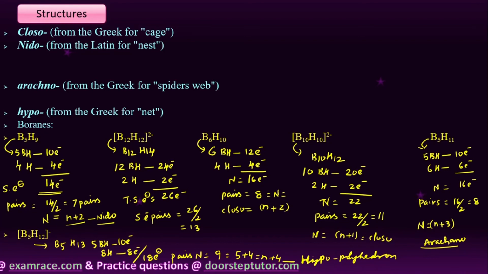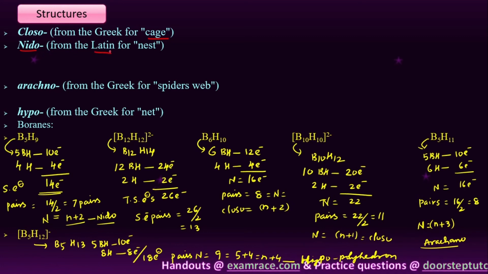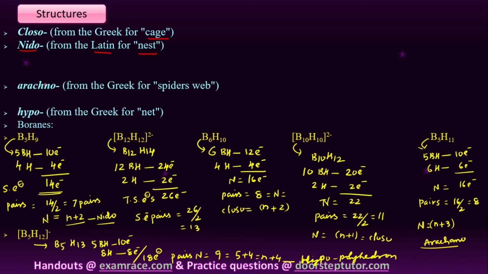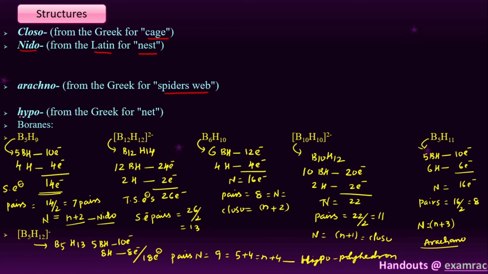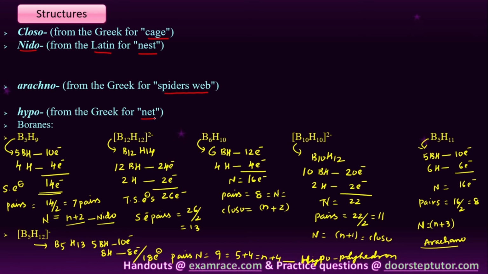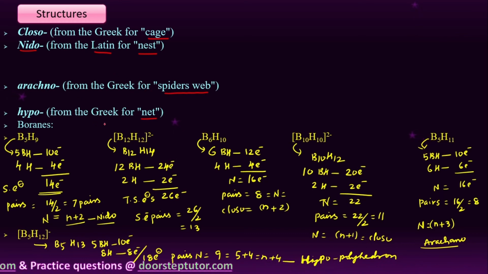Here we will discuss what is closo. Closo comes from the Greek word which means cage. Next, nido comes from the Latin word, and the meaning is nest. Next, the third one is arachno, which comes from the Greek word meaning spider's web; it looks like a spider's web. Next, hypo comes from the Greek word which means net. So these are the names closo, nido, arachno, and hypopolyhedron.